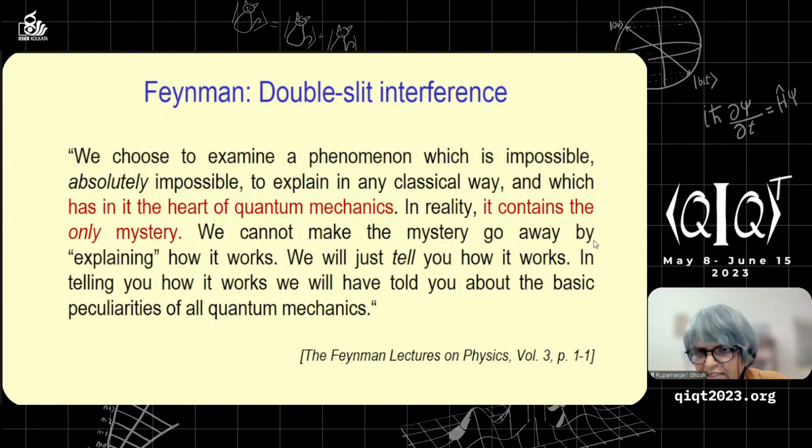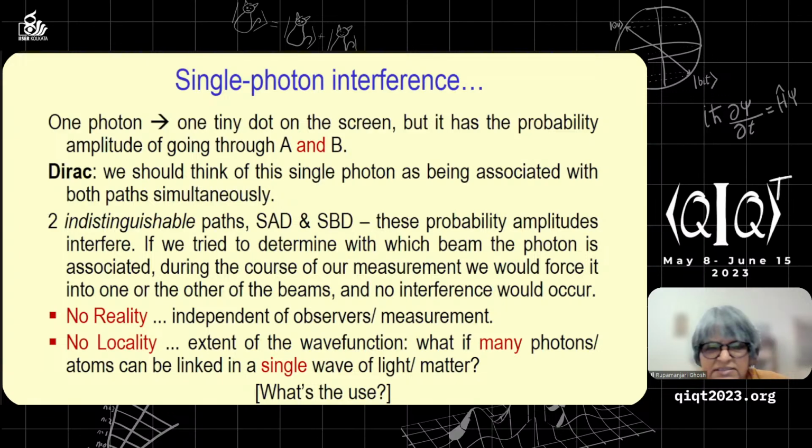So the idea when I was doing my PhD was, quantum mechanics is that peculiar. Can we actually make use of that peculiarity? And that's how this entire field has come into being. If you're shooting one photon at a time, it appears like a single dot on the screen of the detector, but it has the probability amplitude of going through both hole A and B.